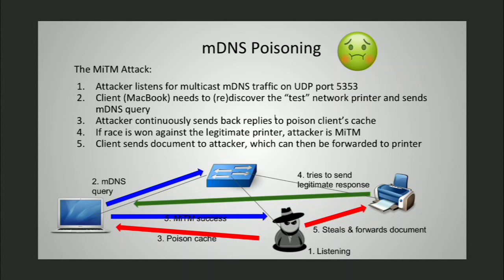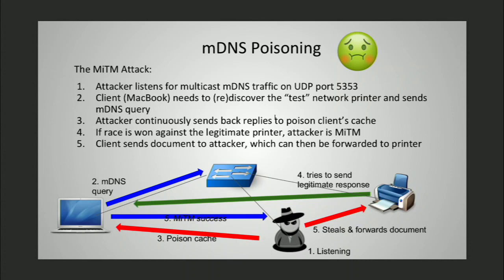And then step number 2, the client, since we mentioned that there's this fundamental flaw, every time the client wants to print something, they need to ask again and ask again on the network to rediscover where the printer is. So it will send an mDNS query, and then as an attacker, we continuously send back replies on the network to poison the client's cache, saying that I am the network printer, and not the legitimate one.